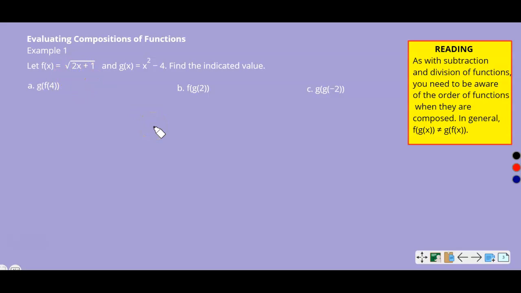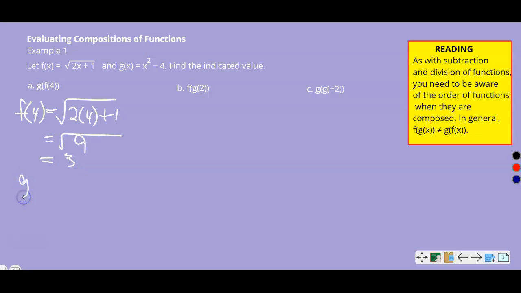So let's go ahead and say f of 4 equals the square root of 2 times 4 plus 1. So I'm going to have the square root of 8 plus 1, which is 9. The square root of 9 is 3. So f of 4 is 3.